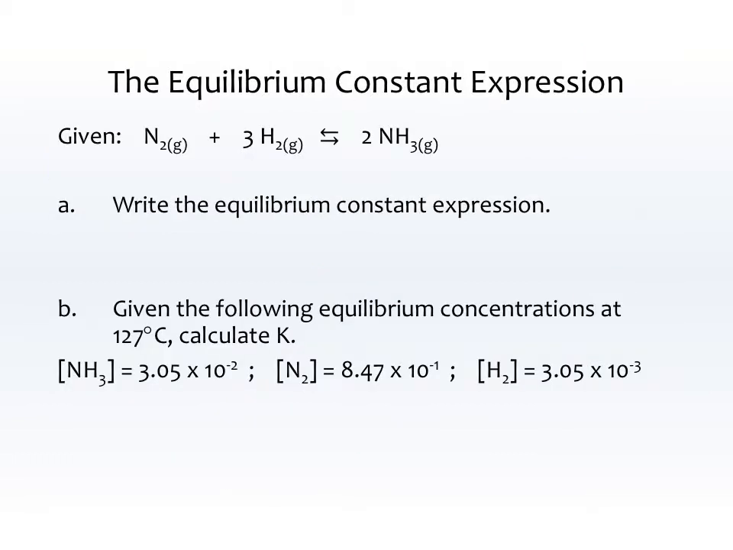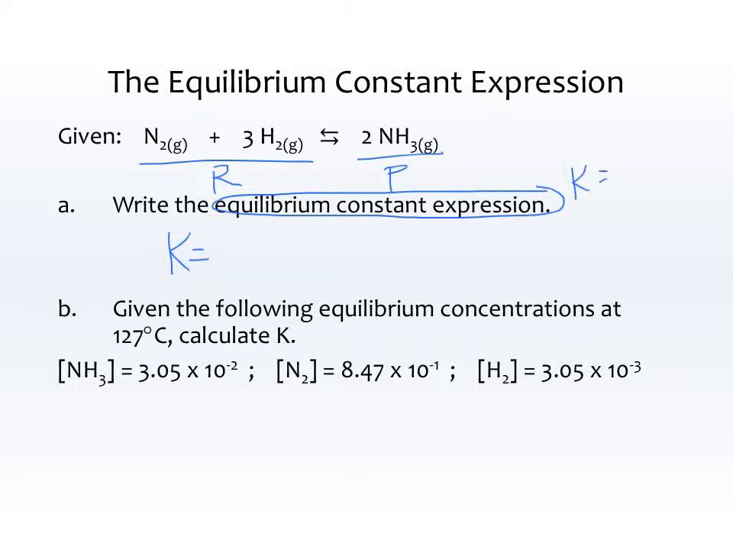An example. Given this reaction, write the equilibrium constant expression. First of all, I need to know what's the products and what's the reactants, because it's going to be products divided by reactants. So K equals, and the equilibrium constant expression, this tongue ties me a lot. A lot of times I'm just going to call it the K equals expression. Let's write the K equals for this reaction, because that's a lot easier to say. So anyway, starting with the products, we said that that was NH3.